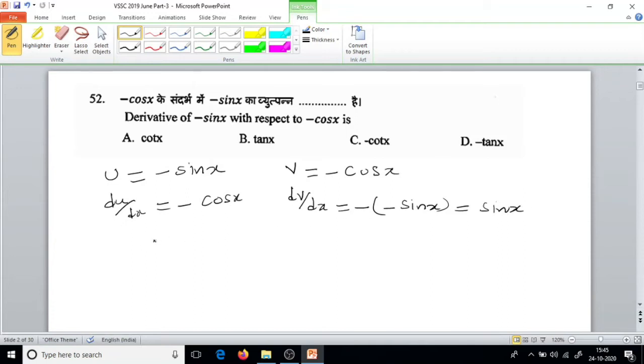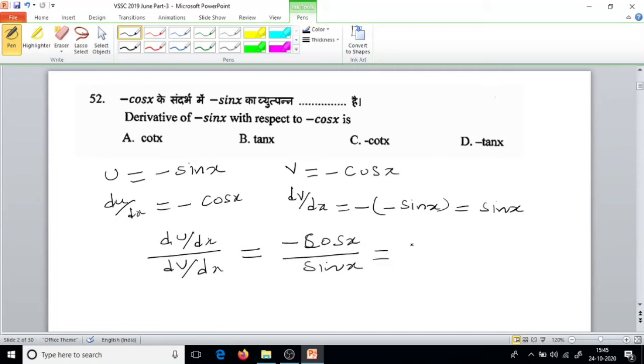Now with respect to v, we have to divide du by dx divided by dv by dx, which equals minus cos x divided by sin x. So we'll get cos by sin equals cot, minus cot x. So this is the answer, option C, minus cot x.